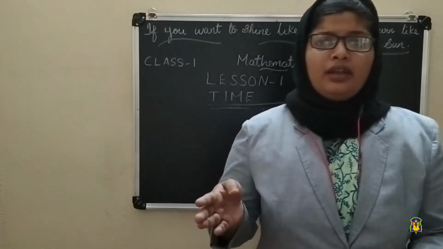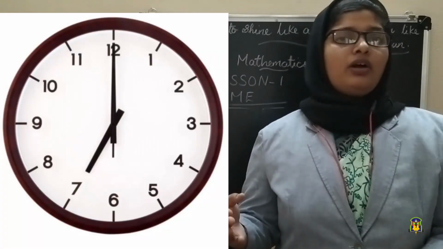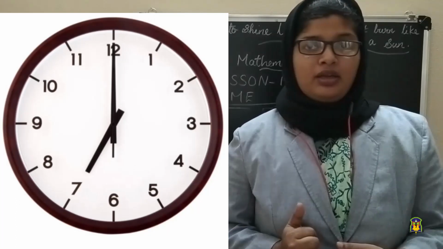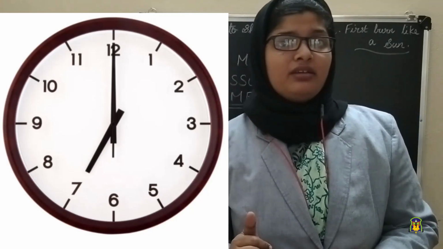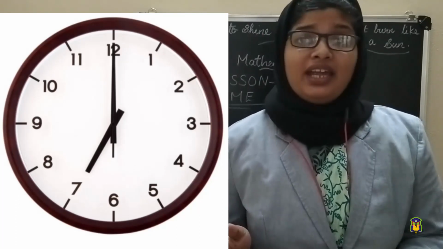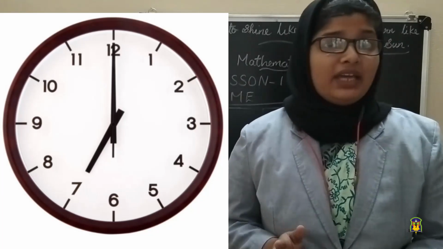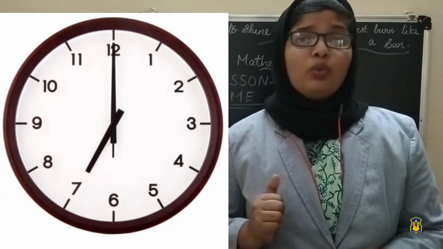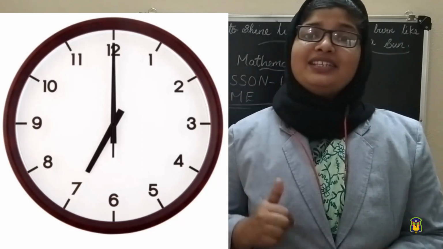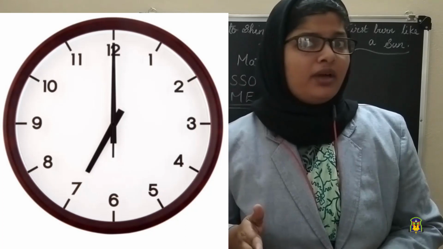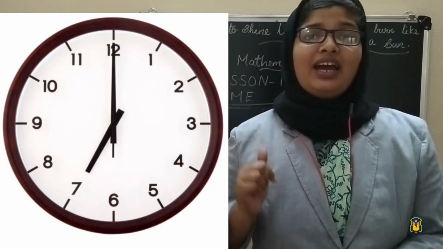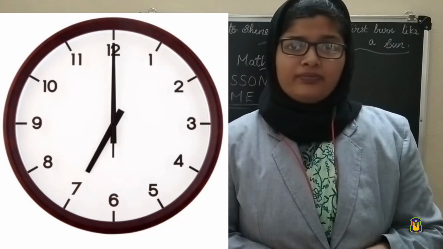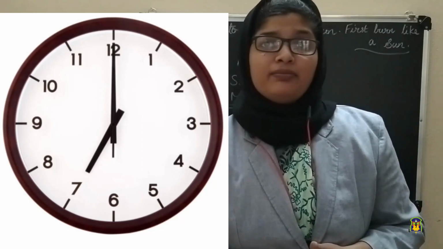examples. Here you can see a clock. So in this, where is the minute hand? Yes, the minute hand is on 12. And where is the hour hand? Yes, the hour hand is on which number? 7. The hour hand is on 7. So what is the time? All of you say, what is the time?